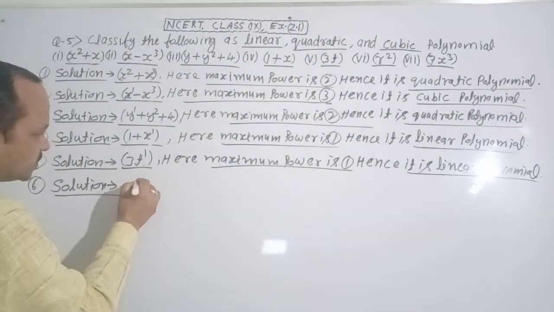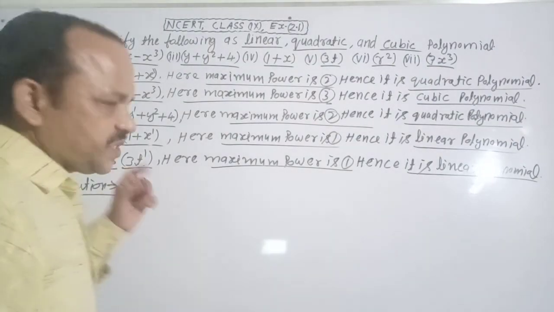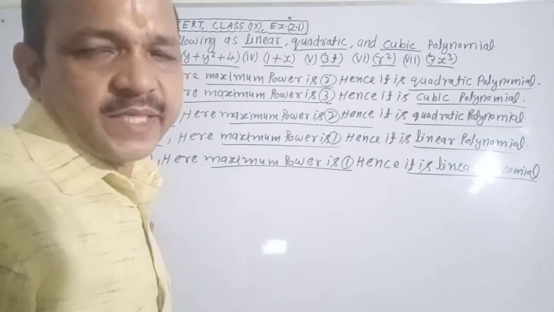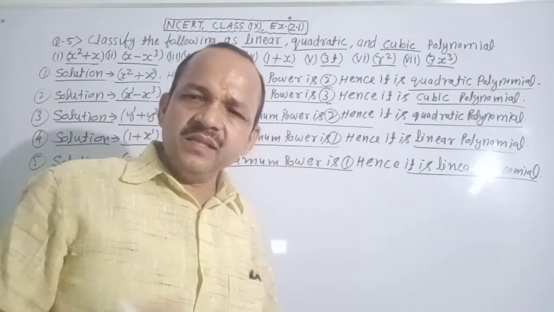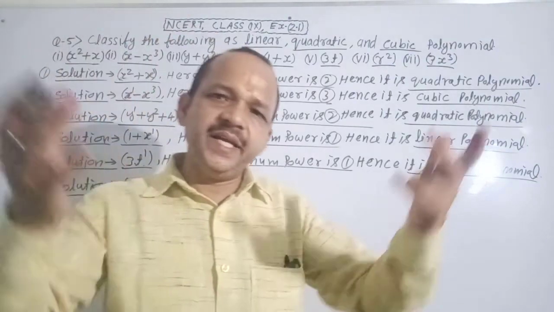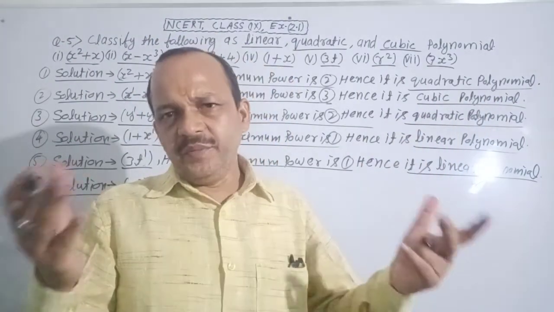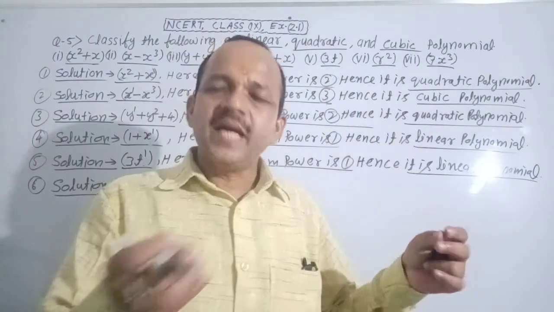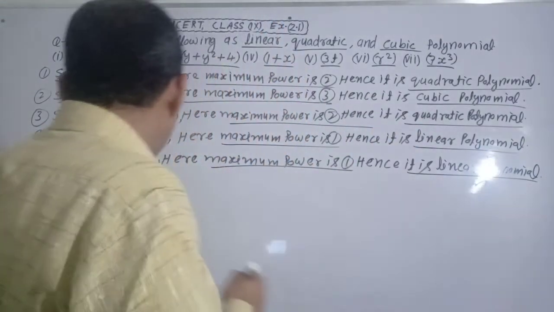R square. Your question is R square. Here the variable is R, maximum power is 2. Hence it is a quadratic polynomial. According to the rule, a polynomial having degree 2 is called a quadratic polynomial. Clear? Hence it is a quadratic polynomial.